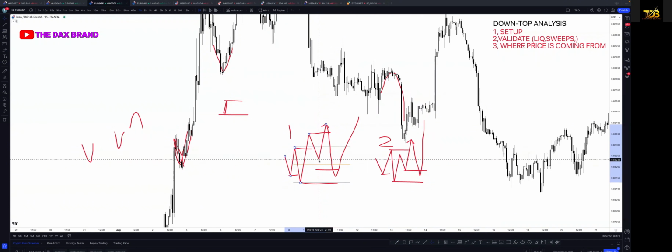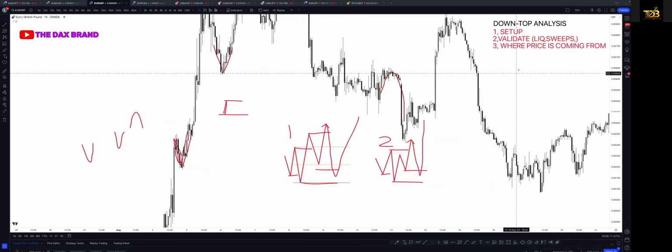Your structural liquidity must either be at the 50%, below the 50%, or very close to it. It must never be too far away, because that way it's not going to work. Right, so this is how you actually validate your structural liquidity and your sweeps. That's it. That's how you validate it.